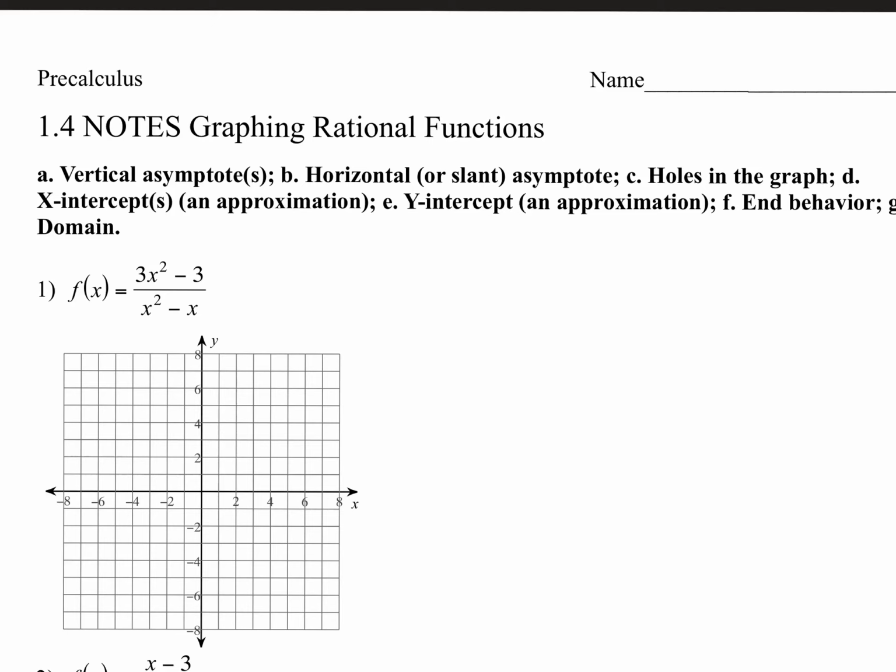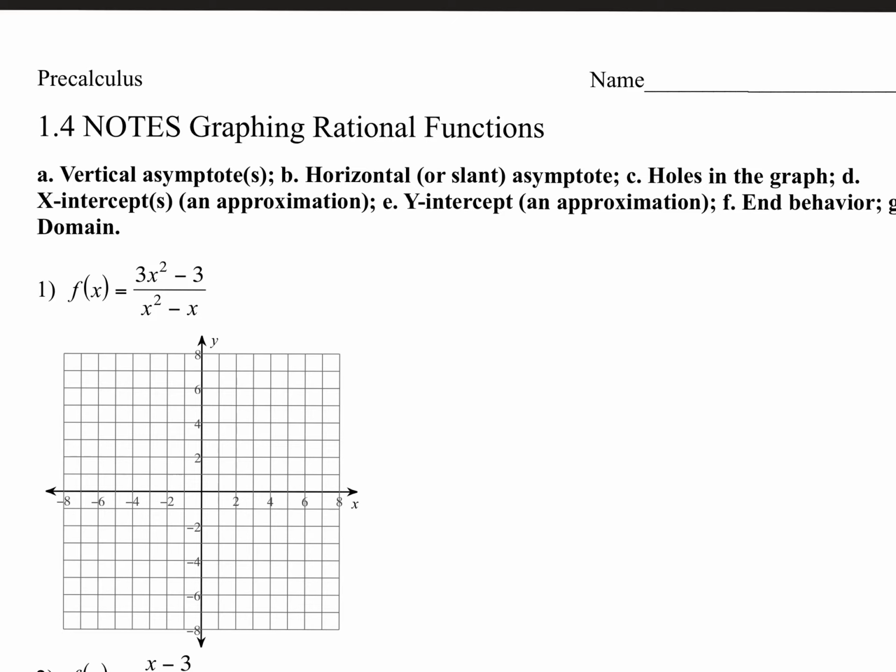Welcome back. We're going to be talking about putting everything together that we've been doing for the last couple of lessons. In the first lesson, we looked at how to just find the characteristics of a rational graph from the graph, and then we looked at how to find those same characteristics if we didn't have the graph but just had the equation. Well, today we're going to find those characteristics from just the equation, and then we're going to actually start graphing. So let's go ahead and jump right in.